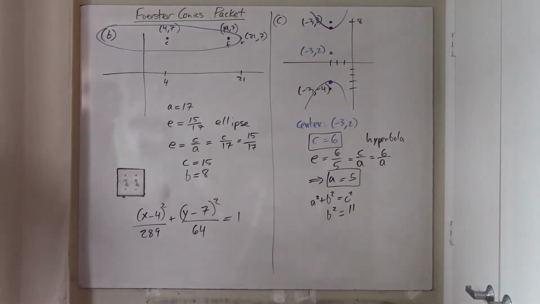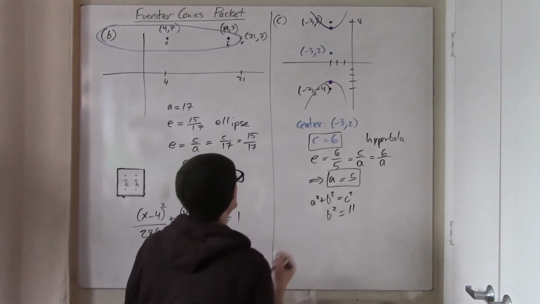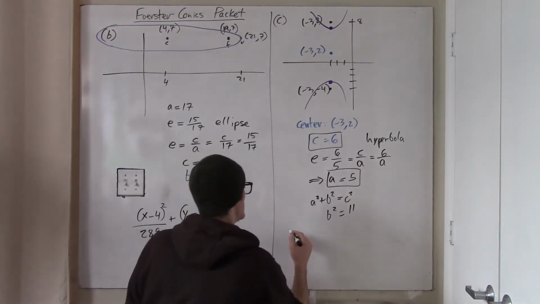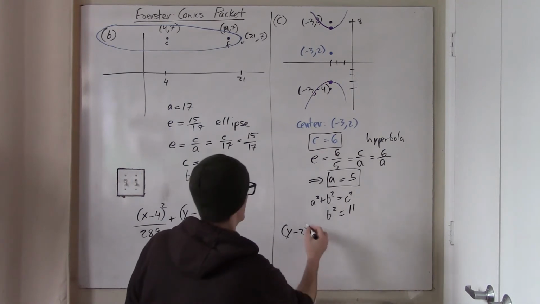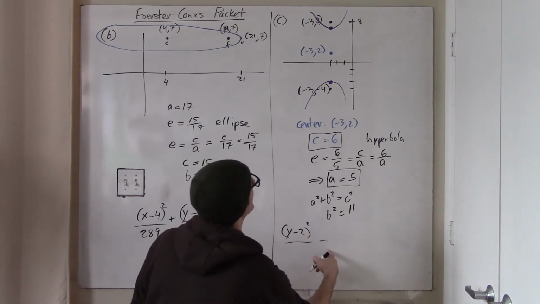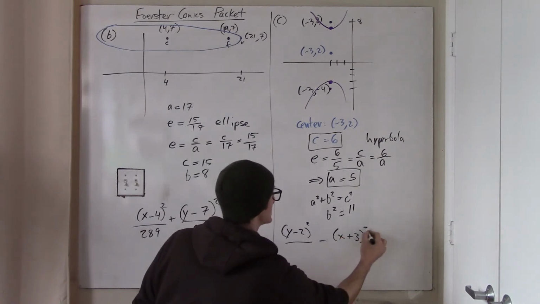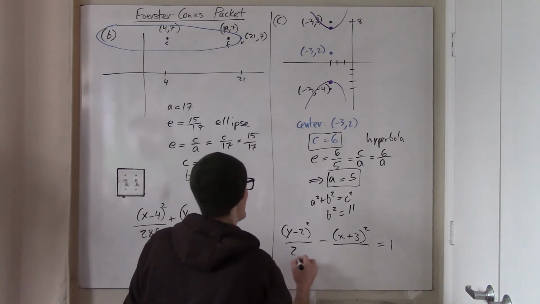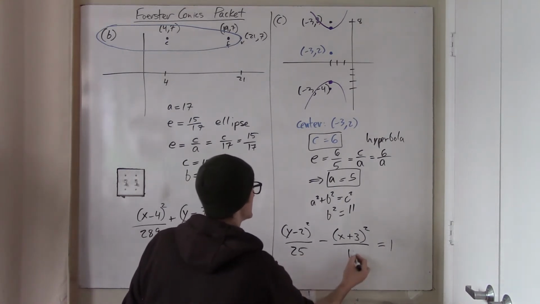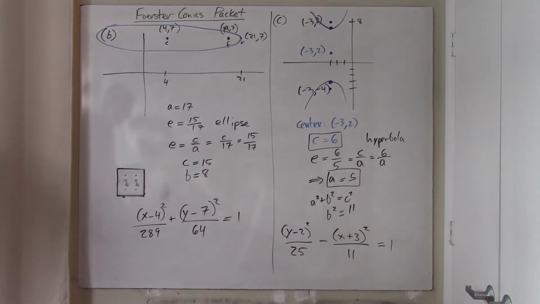A is 5, C is 6, it's a hyperbola, center -3, 2, so I'm ready to just write down the answer now. It's a vertical hyperbola, -3, 2, so the y-coordinate has been shifted by 2, and the x-coordinate is shifted by 3, so x plus 3, and the y-coordinate has been stretched by a factor of 5, so it's 25, and this we determined is 11. So that's the answer for part C.